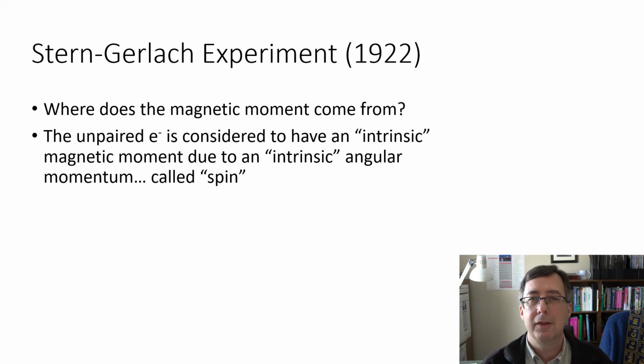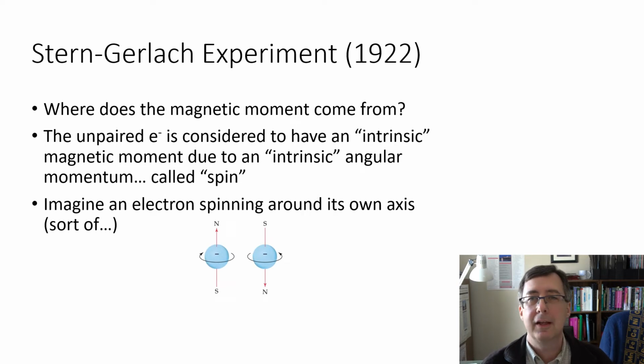Well, the postulate was that the electron is considered to have an intrinsic or built-in magnetic moment due to a built-in angular momentum that is somehow a different angular momentum than orbiting around the nucleus. And that angular momentum was given the name of spin.